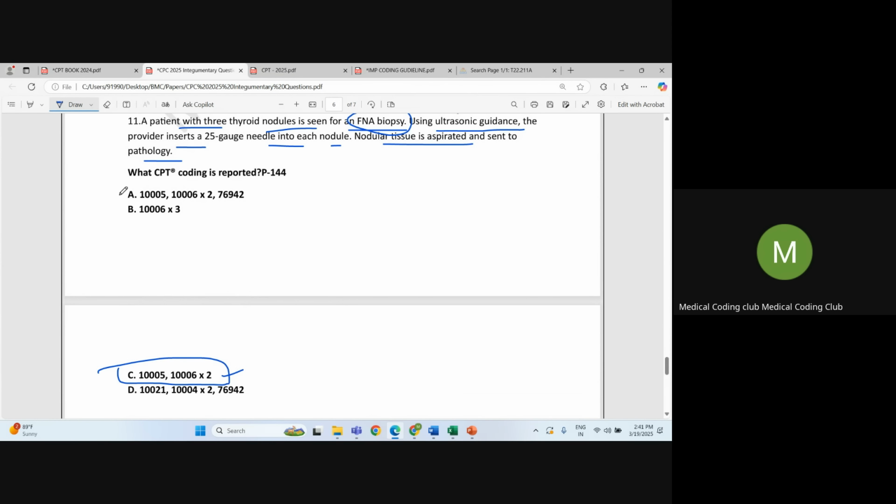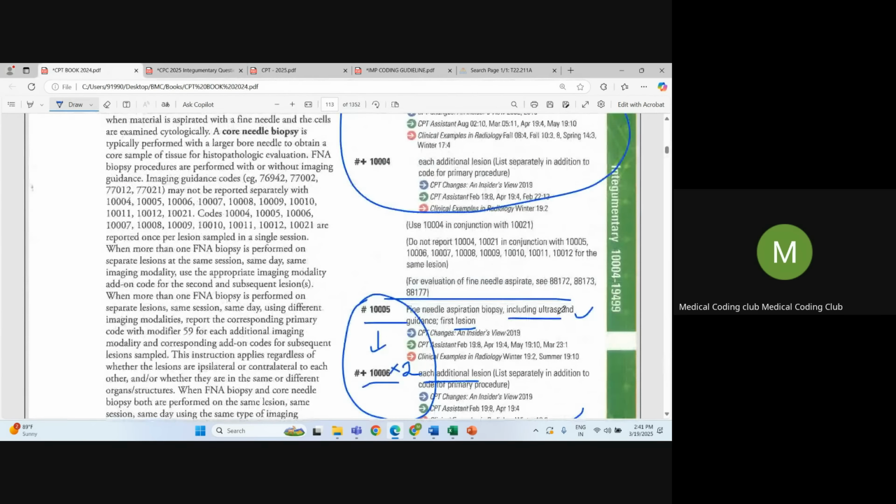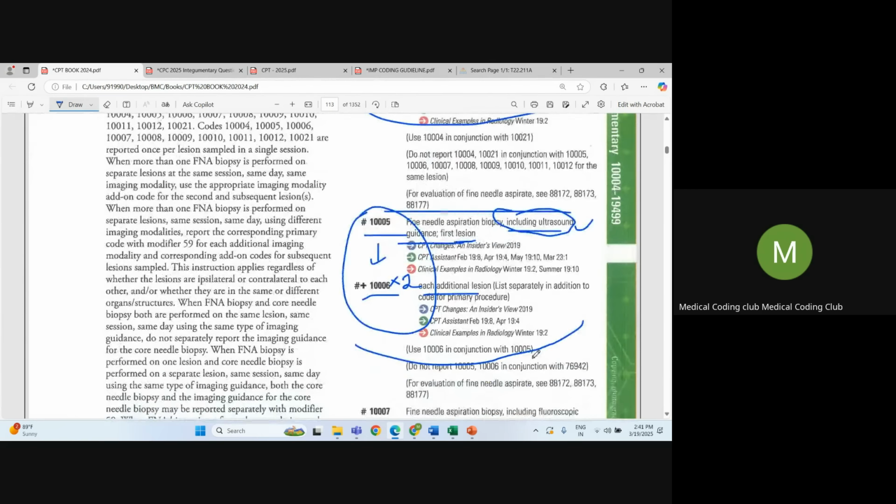Here option A includes 76942, which is an ultrasound radiology code. We cannot use this code along with these procedures because our primary code itself has the information about ultrasound guidance. Do not report 10005 and 10006 in conjunction with 76942.